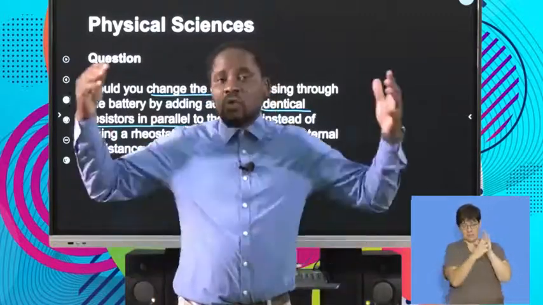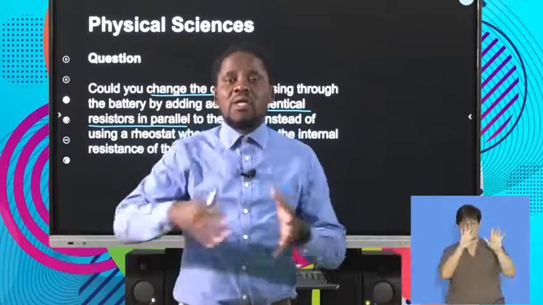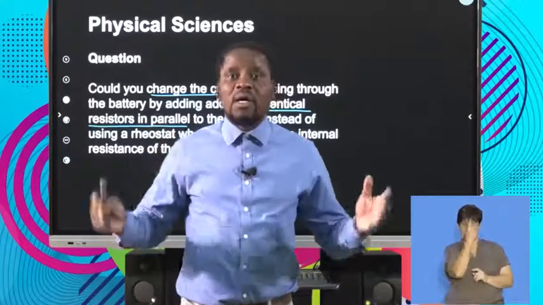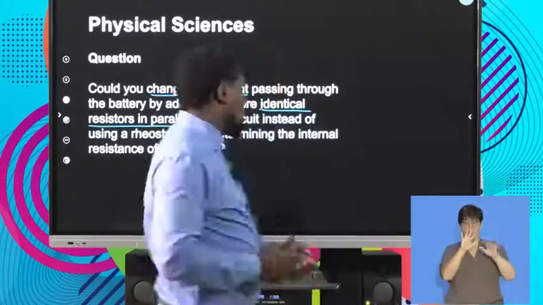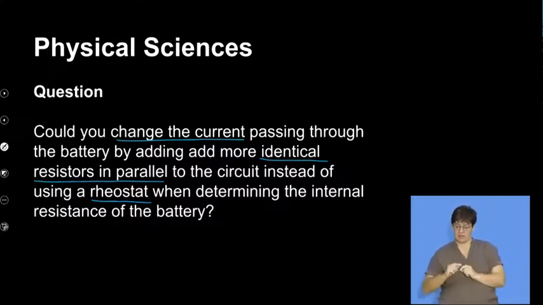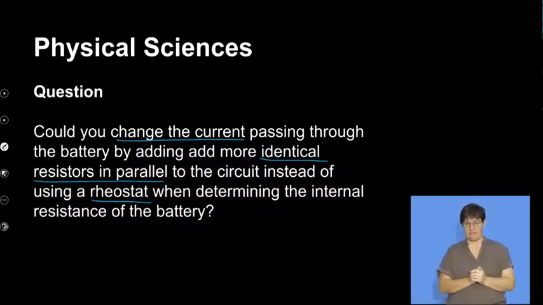So if each one of them is 10 ohms, and we've got multiple identical resistors, it means all of them are 10 ohm resistors, as an example. So by adding more resistors in parallel to the circuit instead of using a rheostat, we're substituting a rheostat. In other words, adding resistors in parallel has the same effect as adjusting the resistance value on a rheostat.